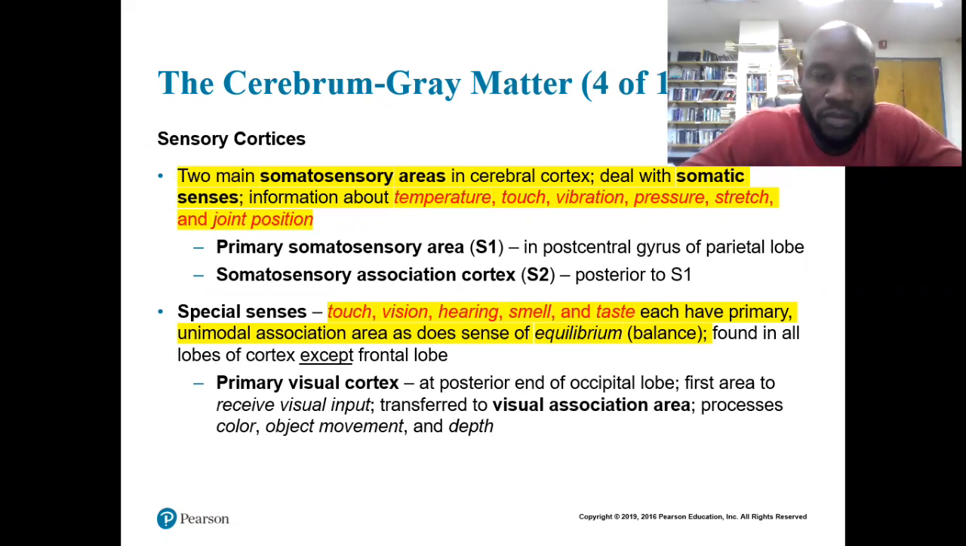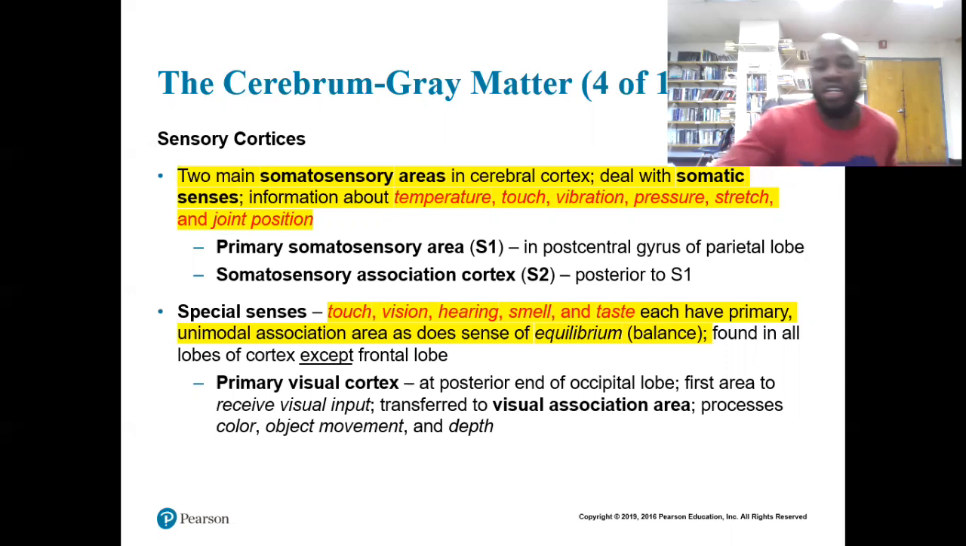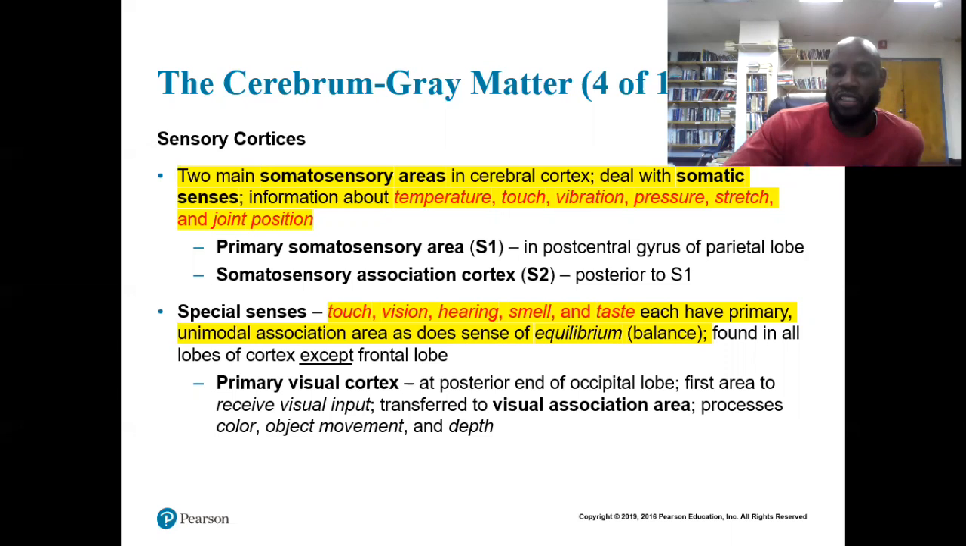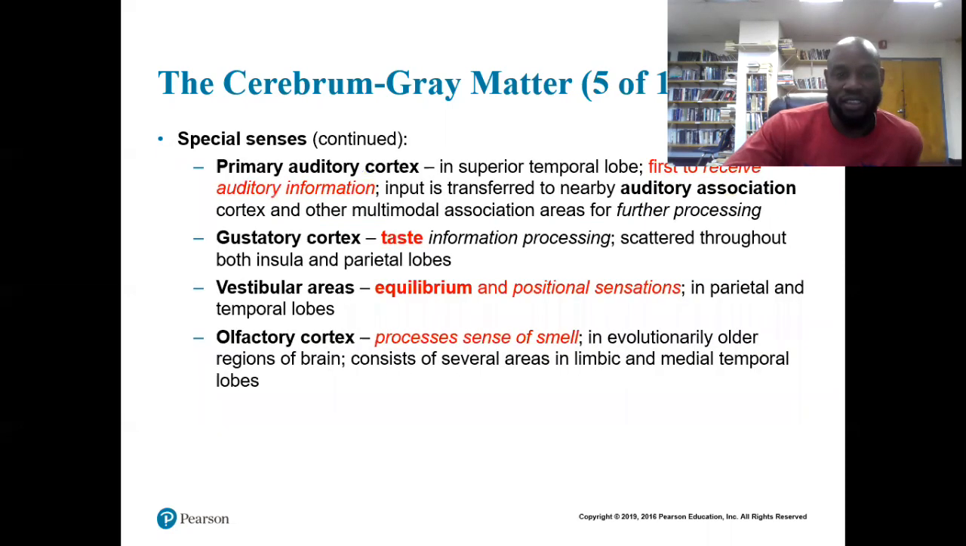All right. And these special senses areas are found in all lobes of the cortex except the frontal lobe. Primary visual cortex is at the posterior end of the occipital lobe. We talked about the occipital lobe dealing with vision. It's the first area to process visual input. It processes color, movement, depth. The brain is complex.